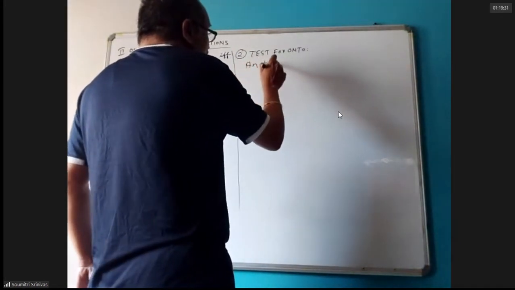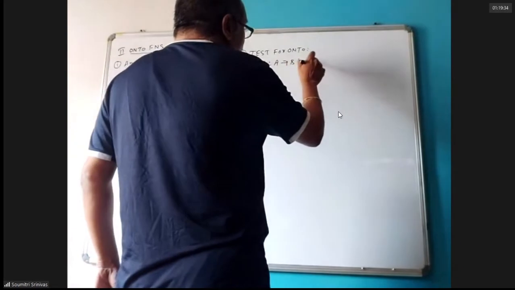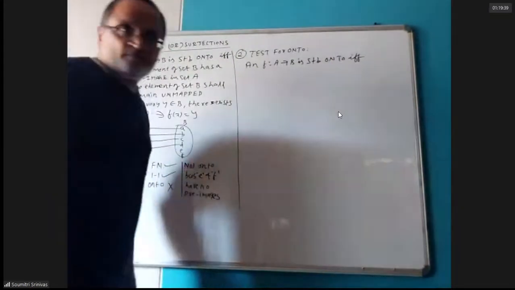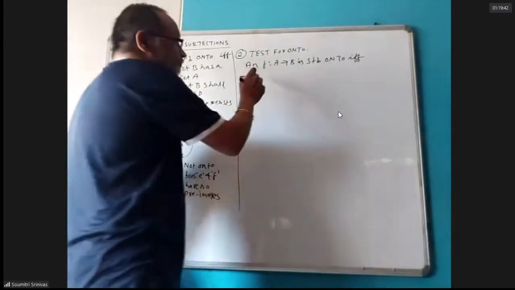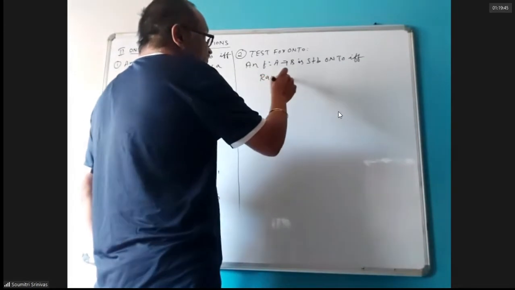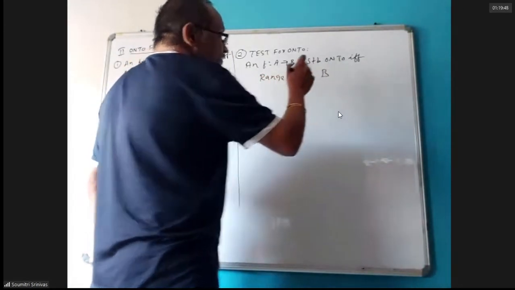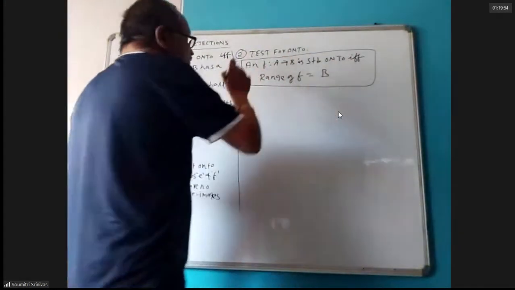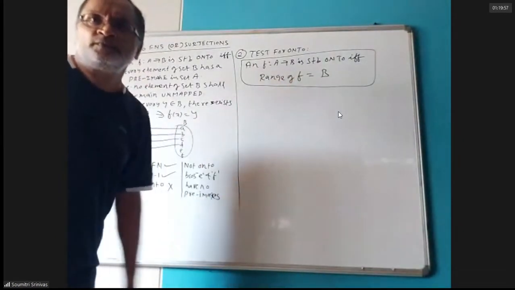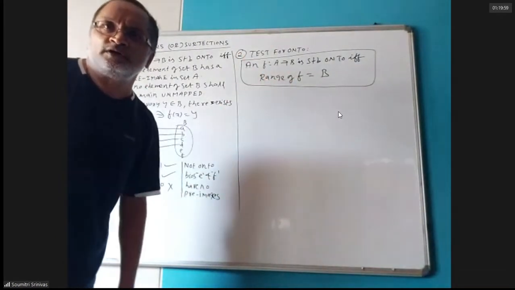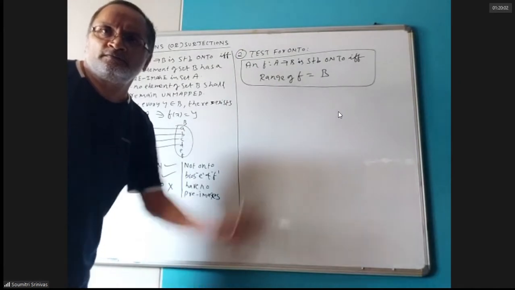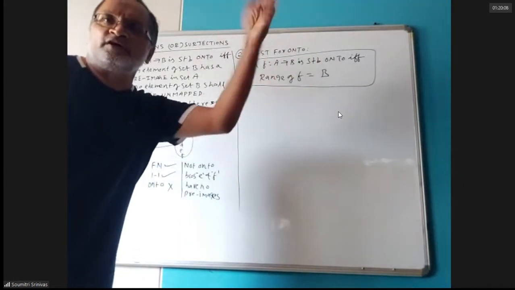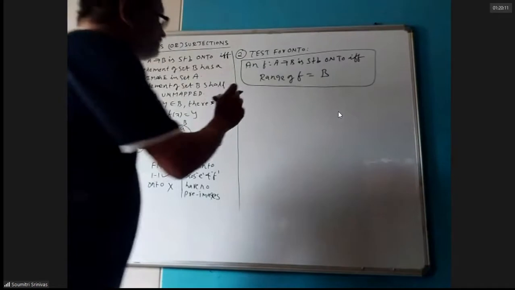A function f from A to B is said to be onto. Very important: find its range. The range of f should be equal to what? Set B. Very important, just find the range. If the range comes out to be set B, the function is onto. Is this clear? If the range is set B, the function is onto.